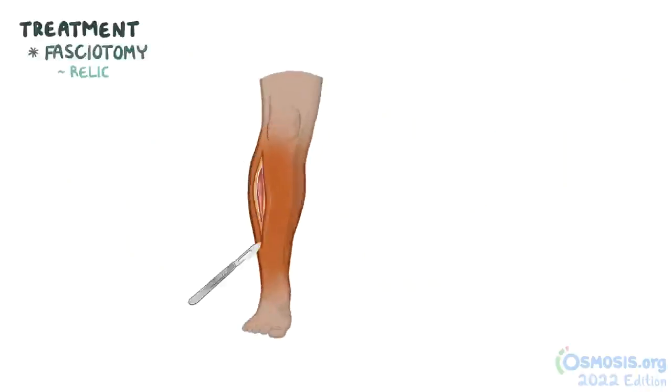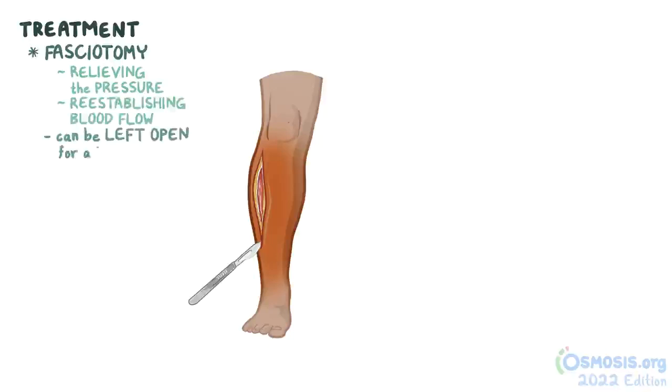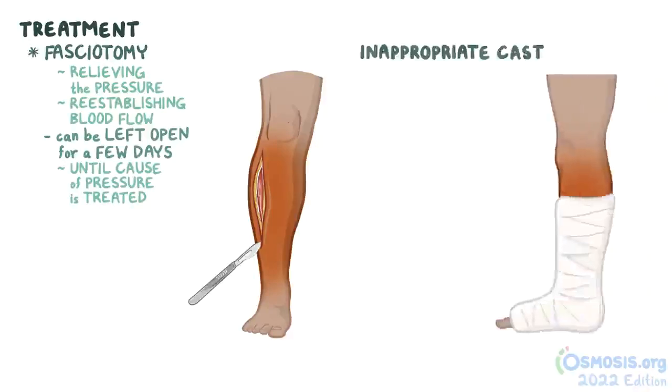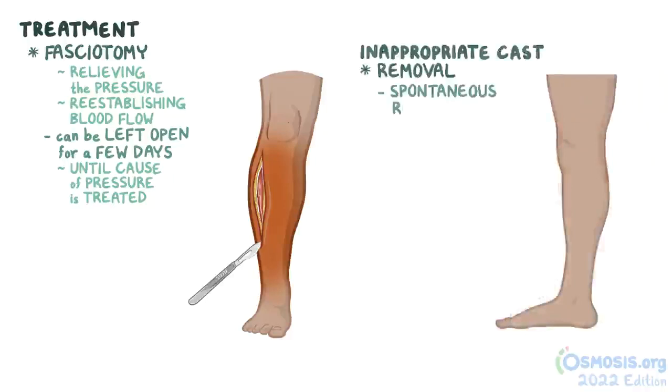Treatment is surgical and involves a procedure called fasciotomy, where the fascia is cut open, relieving the pressure and re-establishing normal blood flow. Fascia can be left open for a few days until the cause of increased pressure is treated. When the compartment syndrome is caused by some external factors, like an inappropriate cast, its removal can result in spontaneous recovery, and the surgery may not be needed.